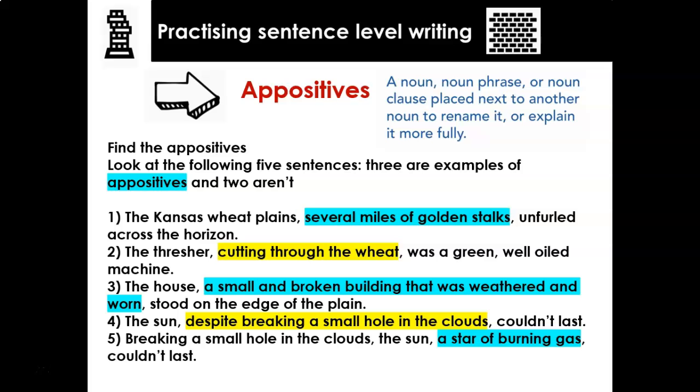Now, if we look at number 4, the sun couldn't last. So we can take that embedded clause out and the sentence works. The sun couldn't last. But if we took the sun out, it doesn't make sense. Despite breaking a small hole in the clouds couldn't last. So no. And finally, breaking a small hole in the clouds, the sun, a star of burning gas. There's our determiner A, a star of burning gas, couldn't last. And if we take it out, the sentence still works. And if we take the words the sun out, it still works. Breaking a small hole in the clouds, the star of burning gas couldn't last. All right, my darlings. So those are our correct ones.